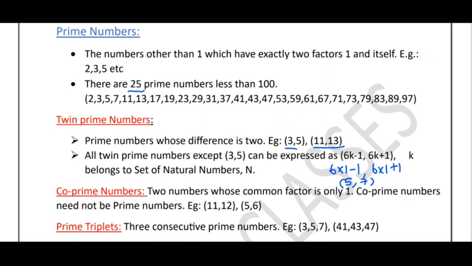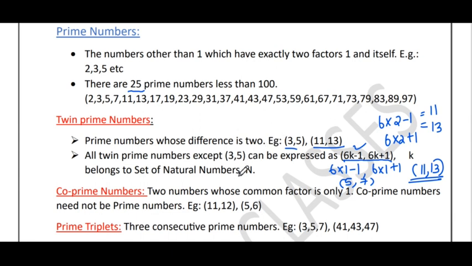For example, if you put k as 2, we'll get 6 into 2 minus 1 and 6 into 2 plus 1. So the answer is 12 minus 1, that is 11, and 12 plus 1, that is 13, right? So you'll get the pair 11, 13. So please note down, this will be helpful: 6k minus 1, 6k plus 1. All the twin primes can be expressed this way. So you can use this for checking as well.